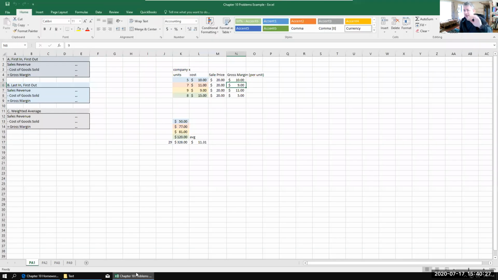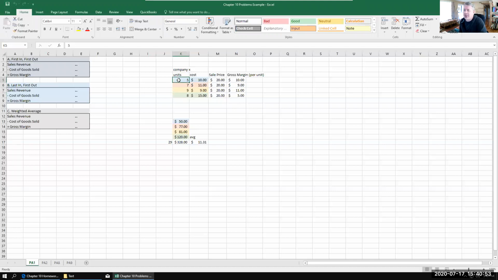Instead of doing the math for the actual problem, I've set up a little example problem for company X. Company X sells a product for $20. Their prices are going to remain stable, because sales prices can go up and down, but in this case we're using a stable price. Where the book has 3 transactions, I've got 4 here.